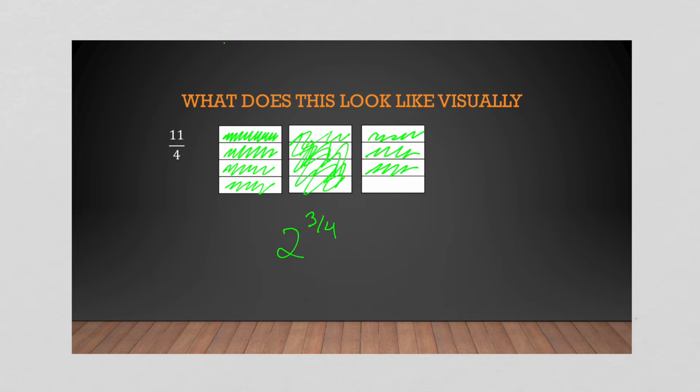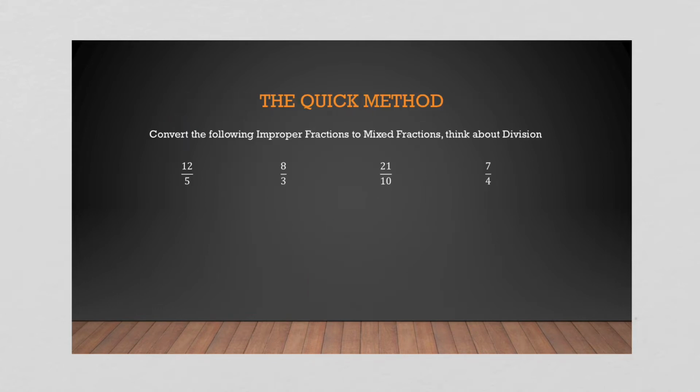So that's what an improper fraction means. It just means we have more than 1, sometimes more than 2. You could have more than 3. It depends on how many pieces you have in the numerator. So doing it visually like that and converting into a mixed fraction can be tedious and a little time consuming. So we need to consider what improper fractions mean.